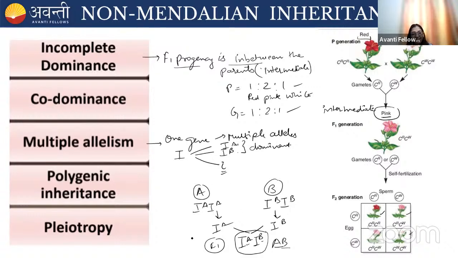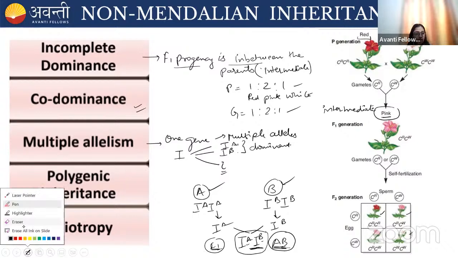So in case of codominance, the F1 progeny is resembling both parents. It's resembling both parents because it's showing the blood group AB, and one parent has A blood group, one parent has B blood group. So this progeny is resembling both the parents. That is why it is an example of codominance. Okay. So please remember this, that in case of incomplete dominance, the F1 progeny is showing the intermediate. In case of dominance, the F1 progeny is resembling one of the parents. In case of codominance, the F1 progeny resembles both the parents.